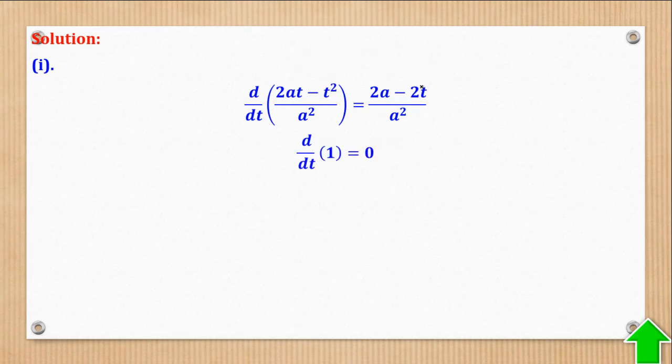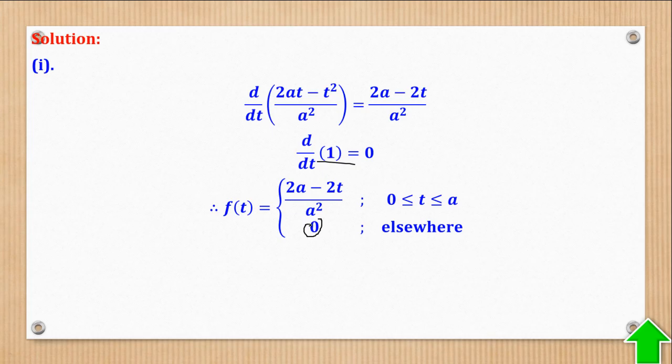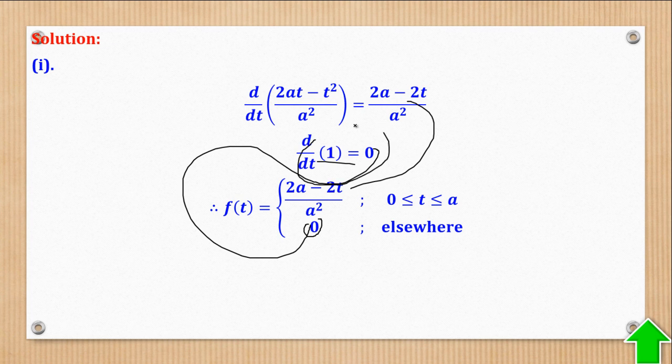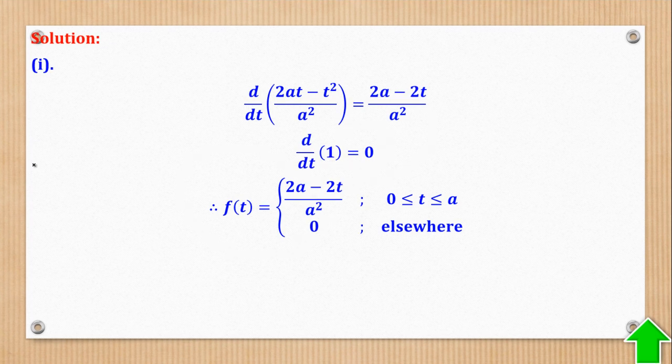Then also you have to differentiate 1. Most students forget the derivative of 1, but it has to be seen. That is where this 0 is coming from. This 0 elsewhere, it comes from this derivative of 1. Then this comes from here. Now if you don't show this one and you just put 0, that will be just cram work.